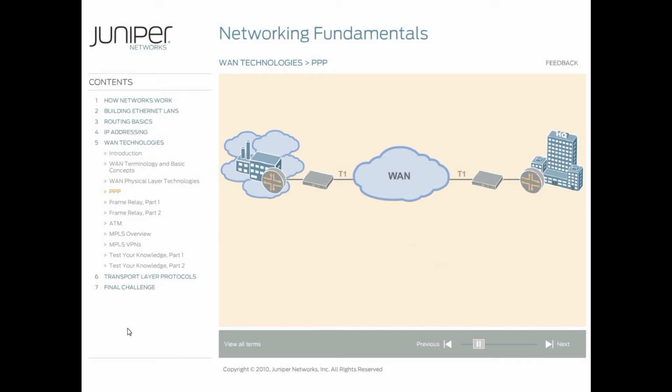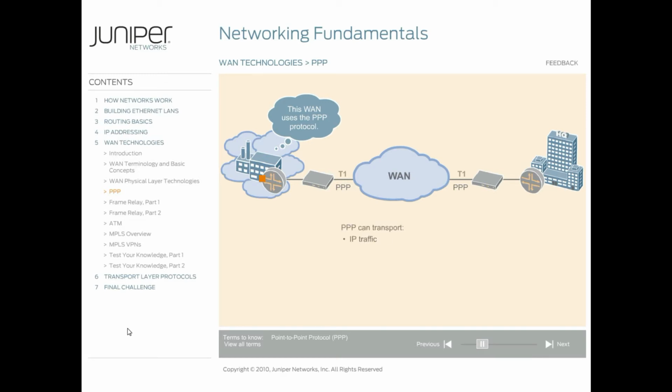When the router at the manufacturing location receives a packet destined for corporate headquarters, it performs a route lookup and determines that the next hop is across the WAN. Once the router determines the next hop address, though, how does it encapsulate the packet for delivery over the WAN physical link? Just like LANs, each WAN connection type uses a Layer 2 protocol to transport IP packets across the physical link. One example of such a WAN Layer 2 protocol is PPP.